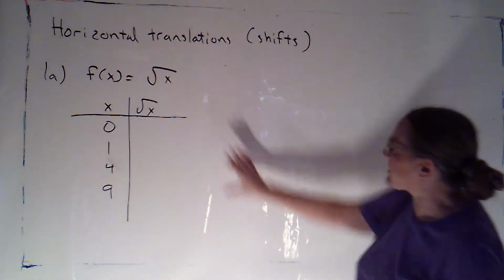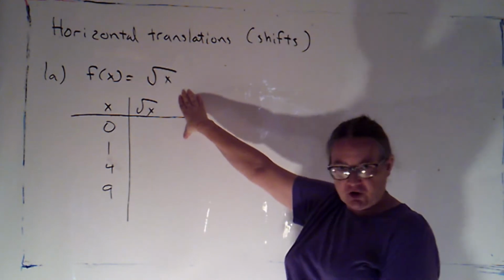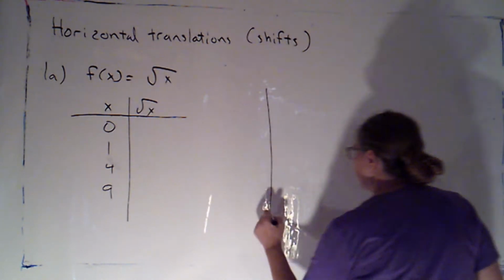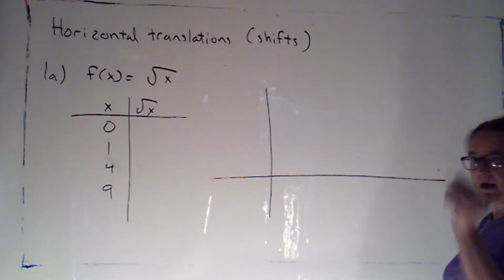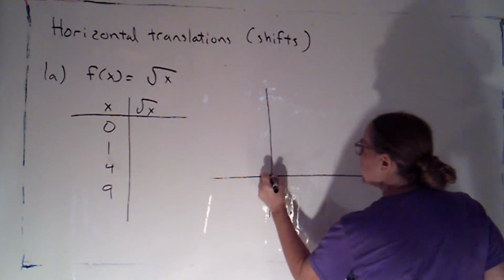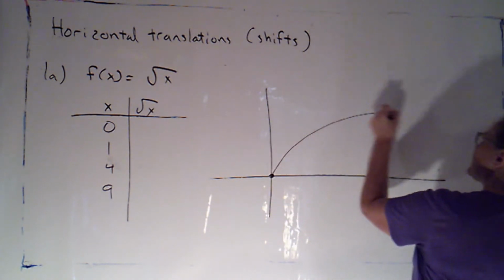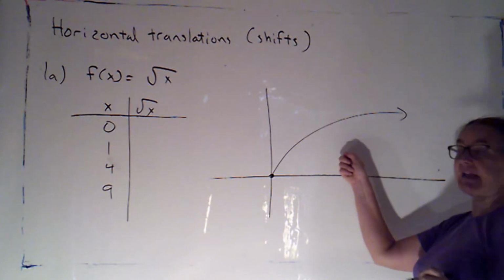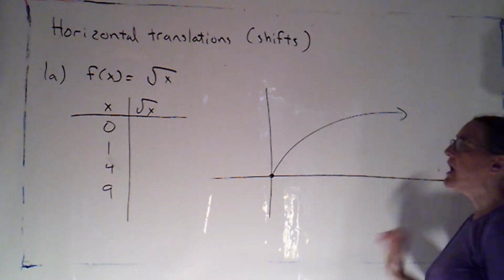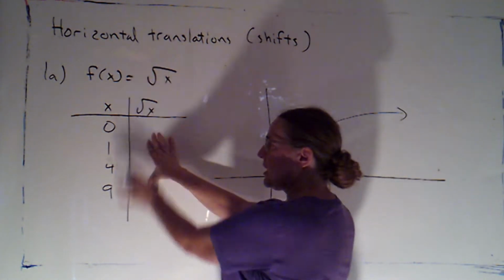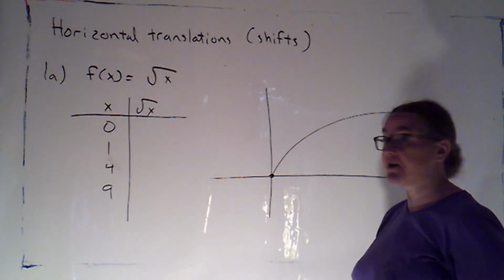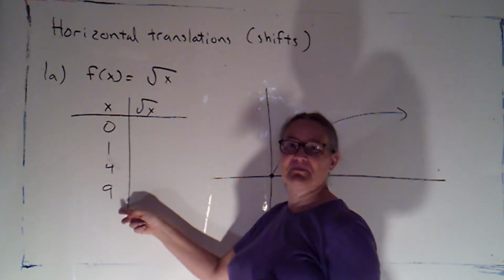So for our examples, we're going to use the parent function, which is the square root function. Hopefully that's one that you're familiar with by now. It has a starting point at the origin, and it just curves up and to the right, getting less steep as we go. If we are plotting points to get that, we want to be very strategic about the points that we plot.